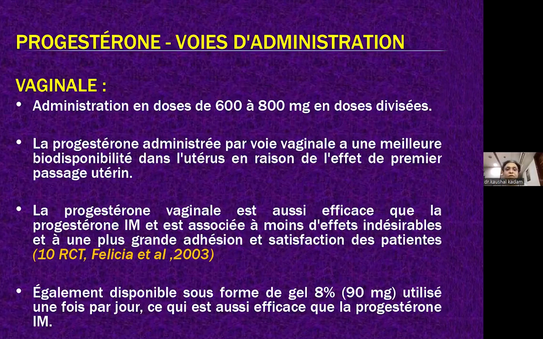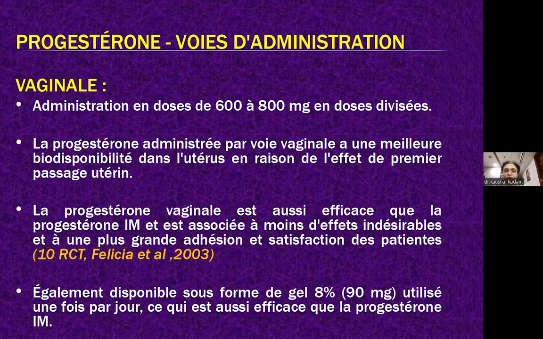Vaginal is the most preferred route of administration. It's very convenient for the patient. It's given as 600 to 800 milligrams in divided doses. Vaginally administered progesterone has better bioavailability because of the first uterine pass effect. The vaginal progesterone is equally effective as the IM progesterone.